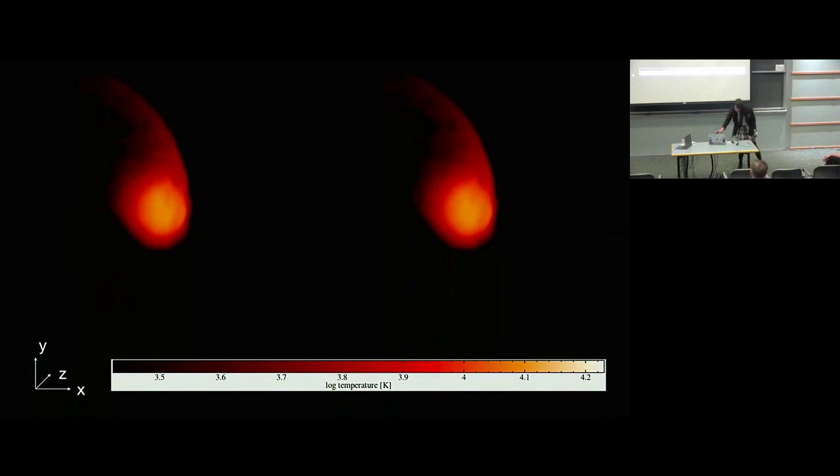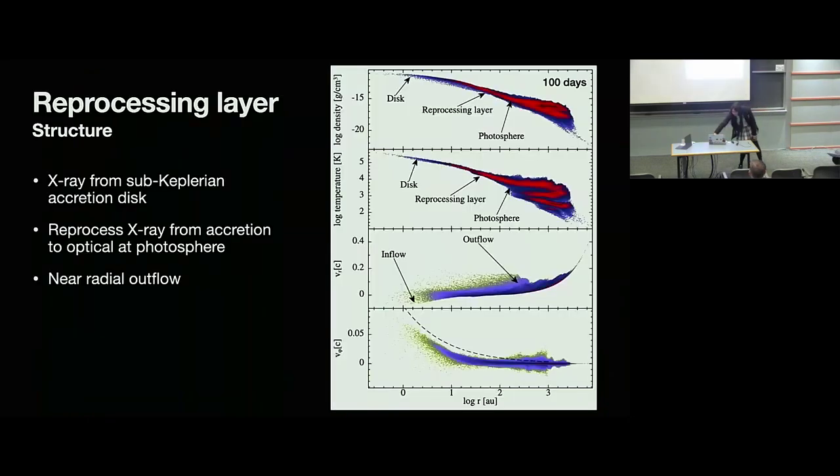And the temperature is around 10 to the 4 kelvins, which is a bit lower than the observed one, but that could be due to our opacity assumptions. And then there's one more thing. So that's the profile of the gas envelope or the reprocessing layer at 100 days post-disruption.